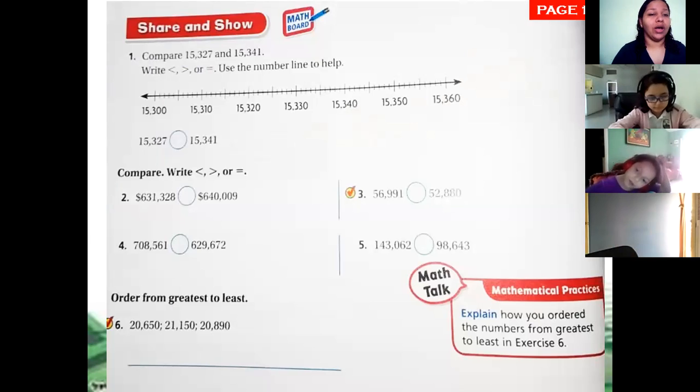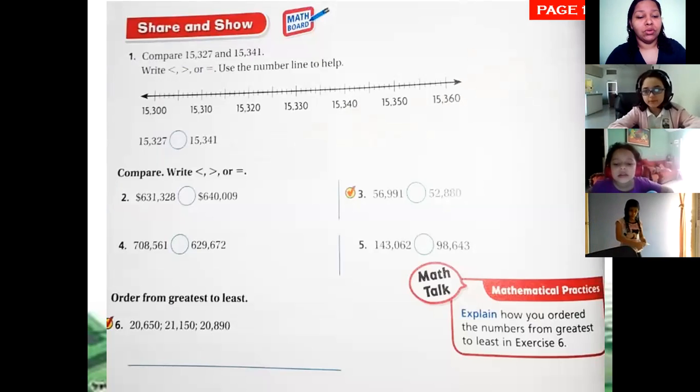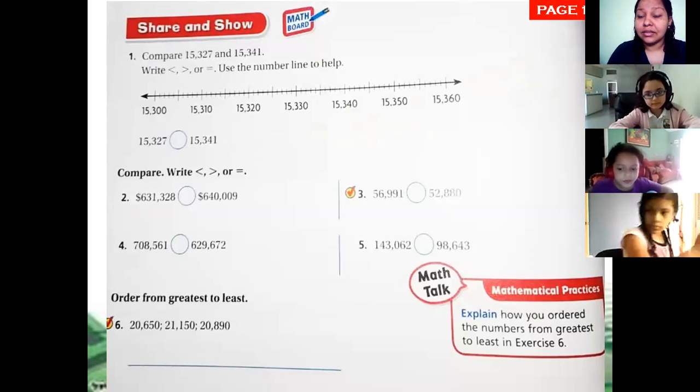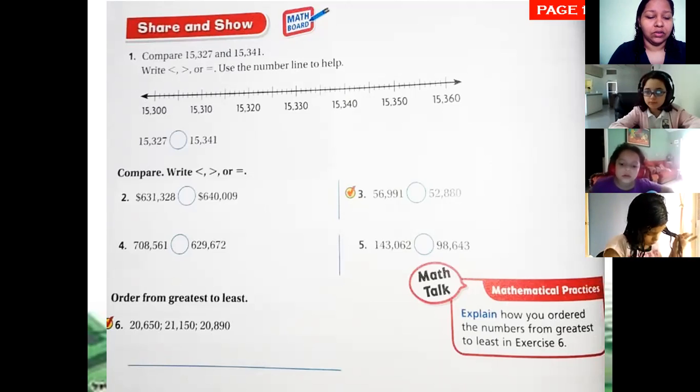Okay, so as you remember, guys, we are comparing and ordering numbers. So we are going to write whether those numbers are less than, fewer than, or more than, okay? So as you can see over there, oh my God, what is this? Give me a second. I was trying to open this. Okay, so over there we need to compare. We're going to be using a number line to compare those numbers, okay?